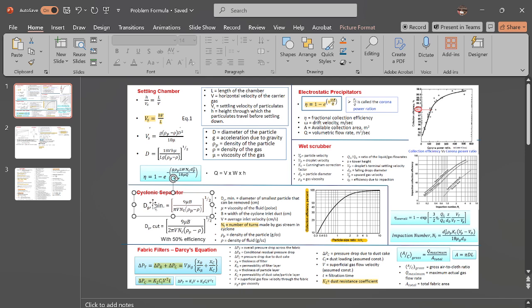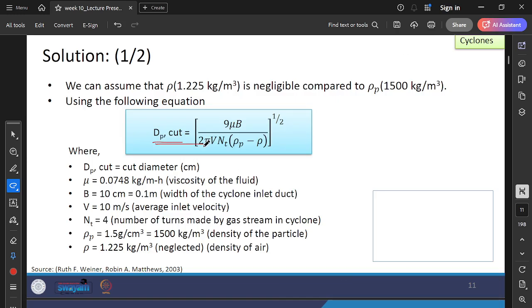That is for 100% efficiency. They are asking for the cut diameter, or 50% efficiency. What will be the diameter of the particle that will be collected? For 50% efficiency, you have to divide the whole inner part by 2. So take 1 by 2 of the same formula inside the root. That is with 50% efficiency. You got it? Just remember this formula. I have given the cut diameter formula directly here, 1 by 2 into the whole formula.